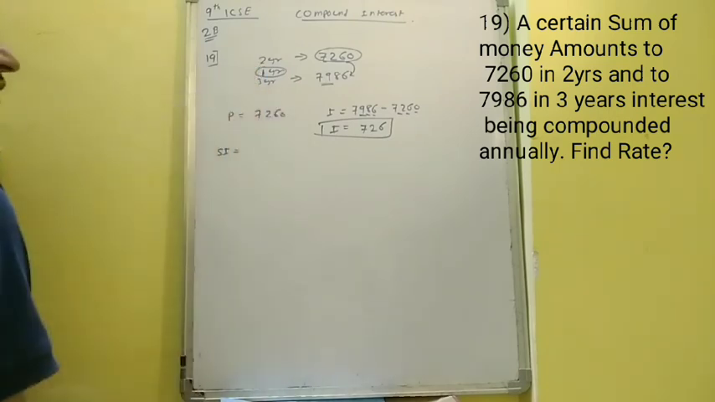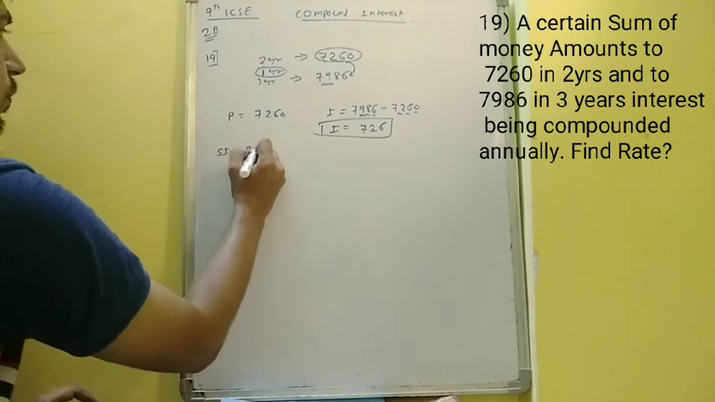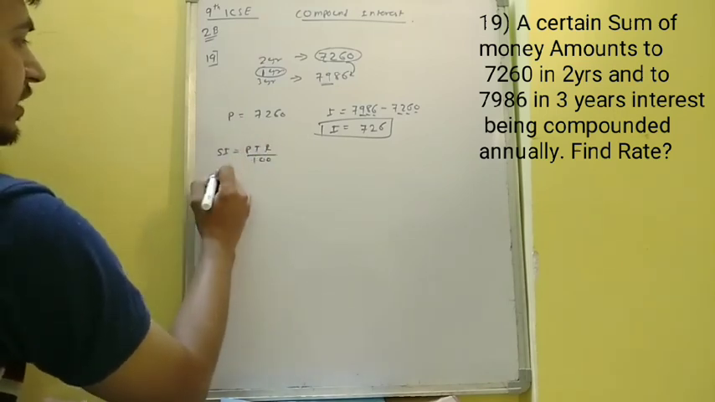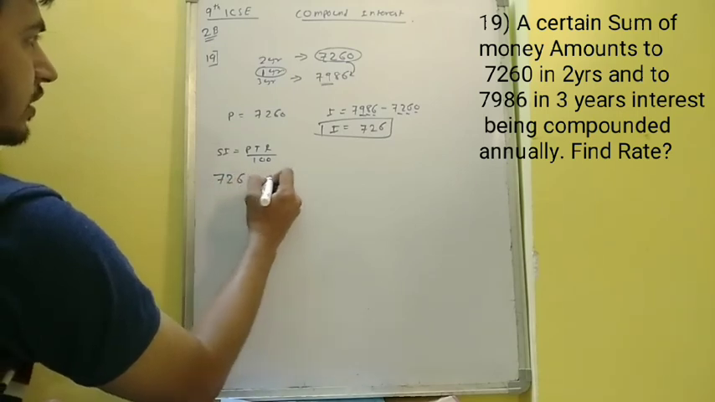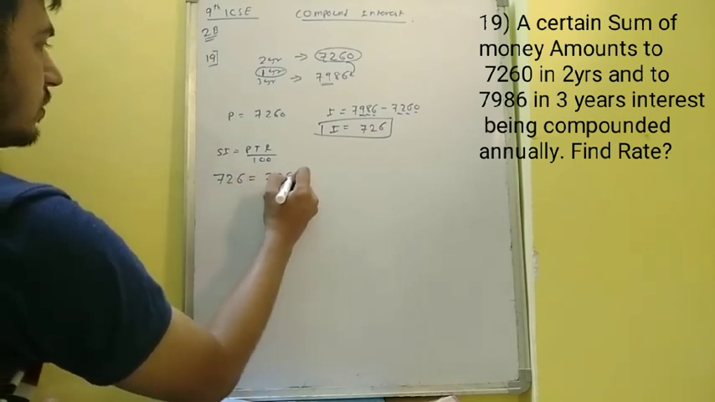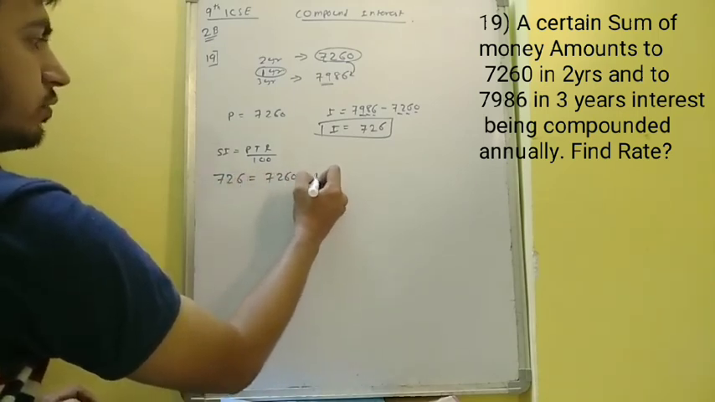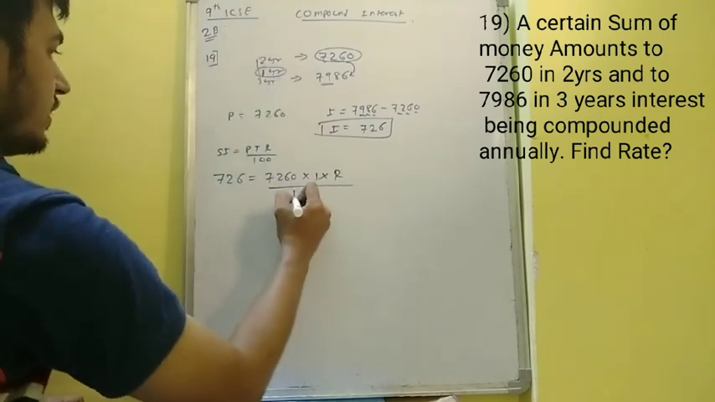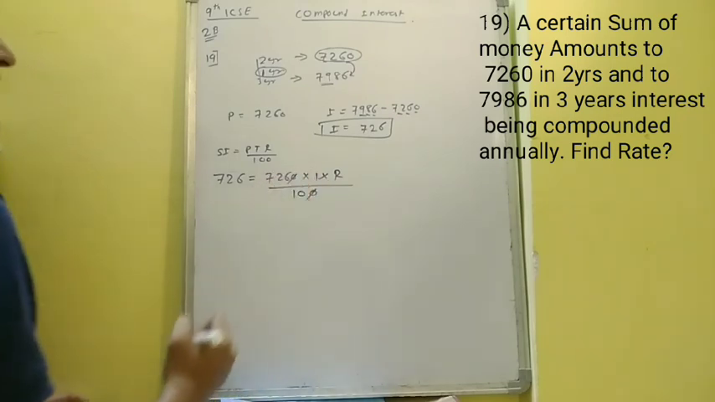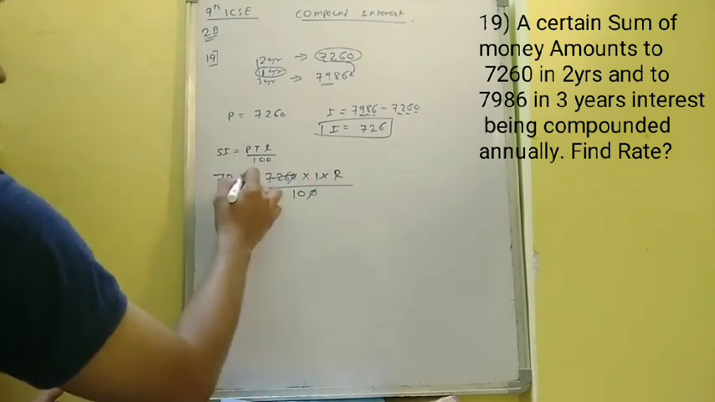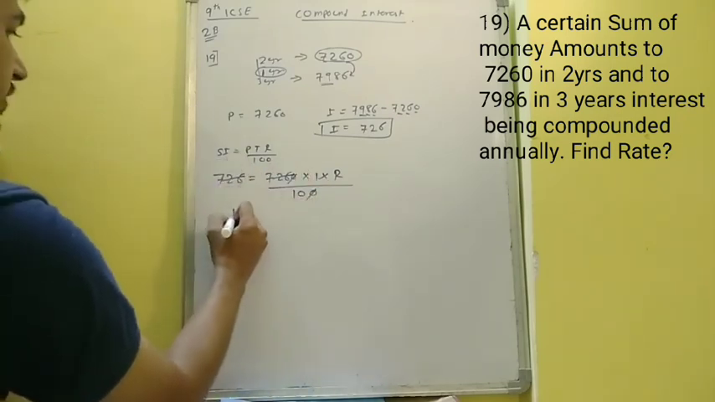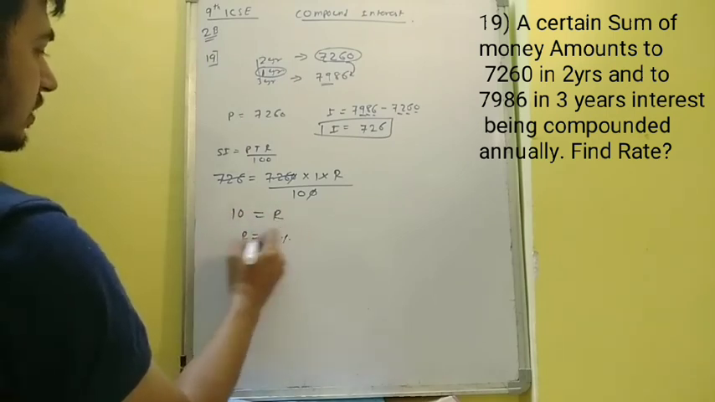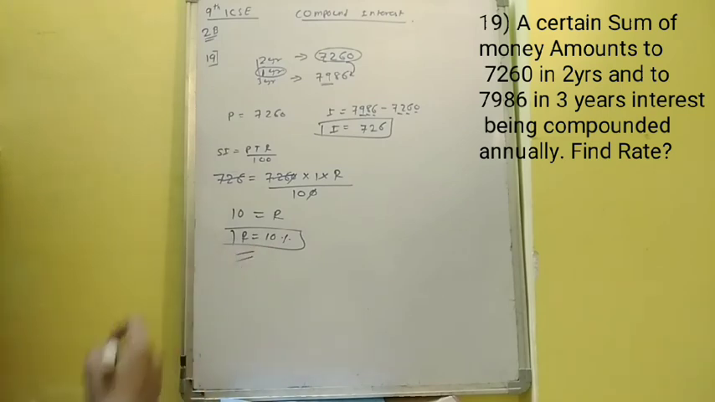I will use the formula of simple interest for 1 year, as simple interest and compound interest are common. So PTR upon 100. We have the interest, that is 726. Principal is 7260. Time is 1 year because it is a gap of 1 year, and we need to find the rate. 0, 0 gets cancelled. 726 will get cancelled. 10 will go there. So I can say that the rate of interest is 10%. It is a very interesting and easy question.